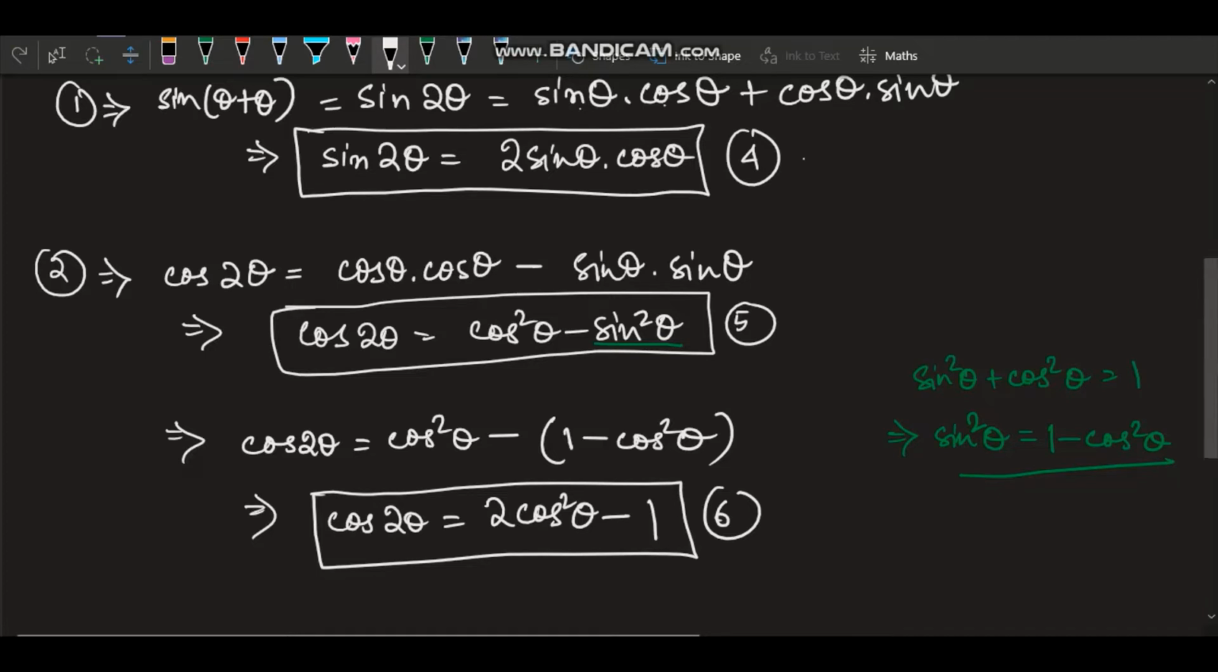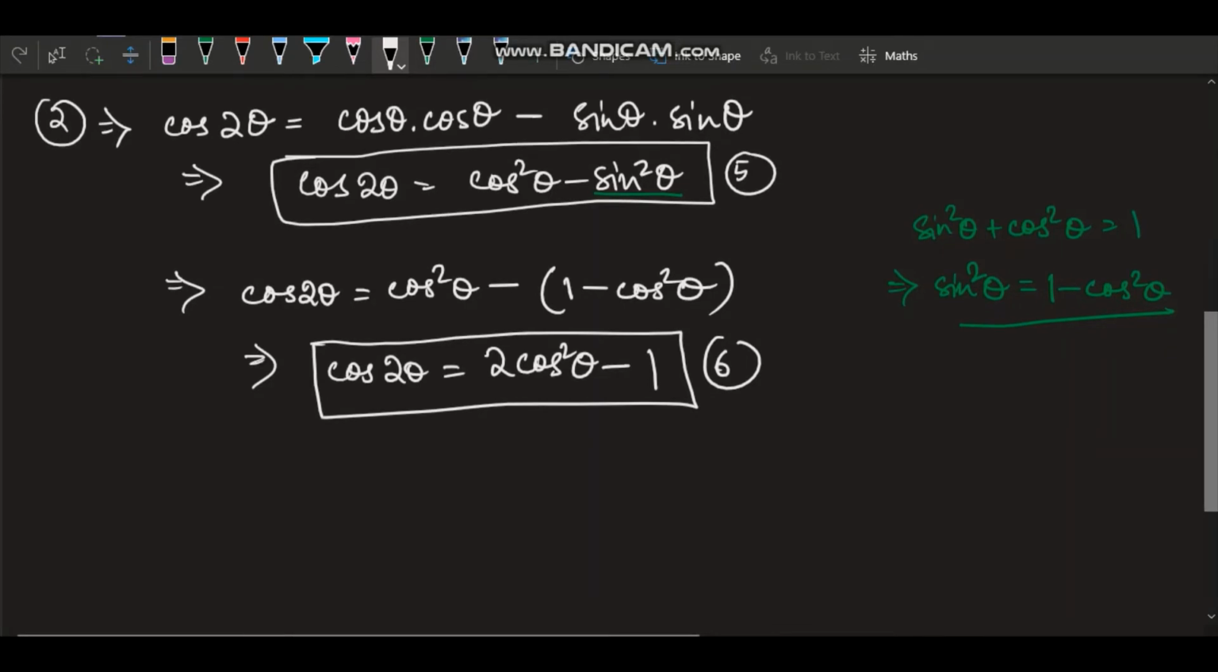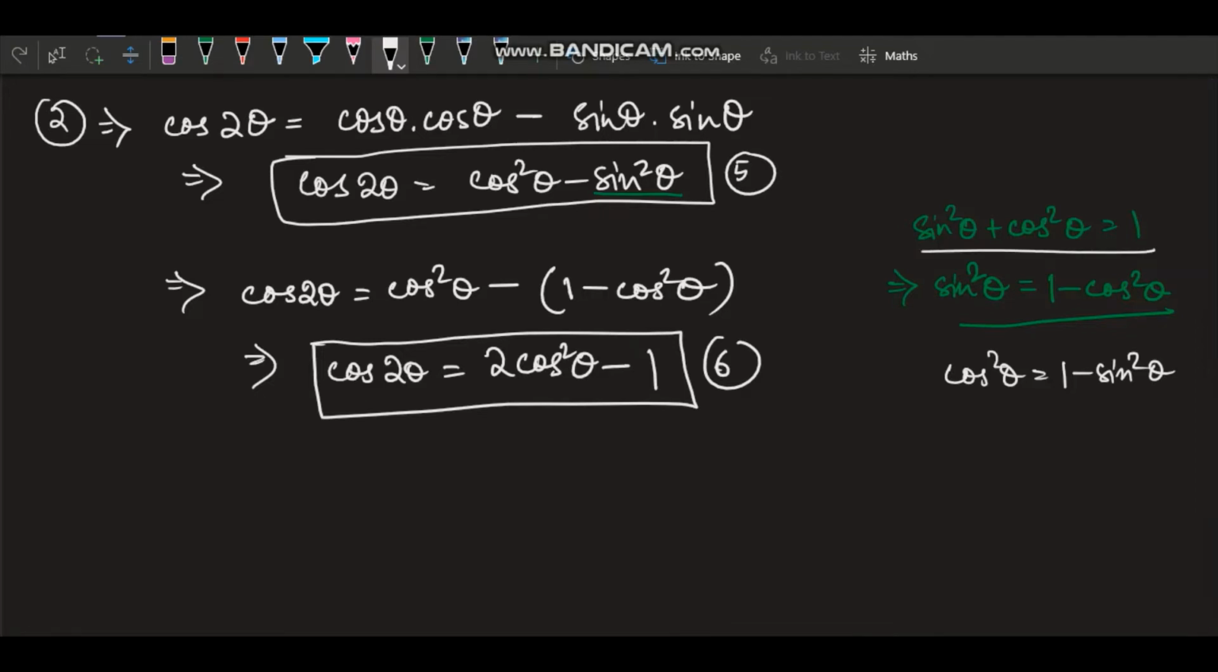Suppose I would like to represent 5, that is cos 2 theta, entirely in terms of sine square theta and not in terms of cos square theta. I can write cos square theta as 1 minus sine square theta using this identity. So in place of 6, in the right hand side, I have cos 2 theta. Remember, I would like to represent this entirely in terms of sine square theta.